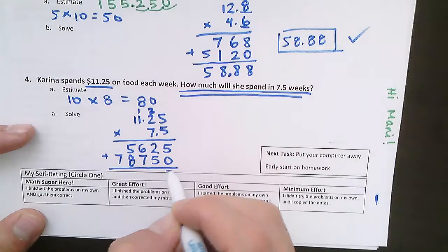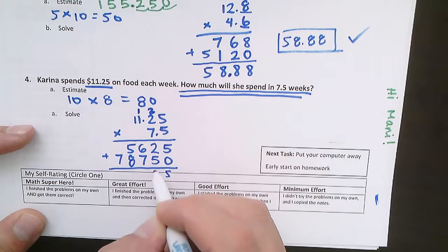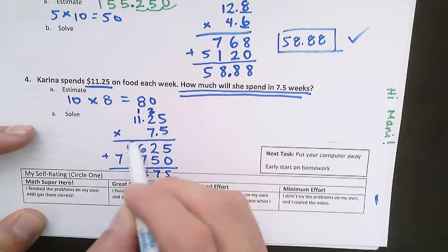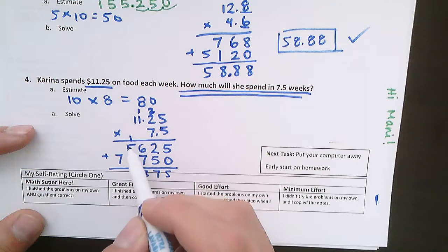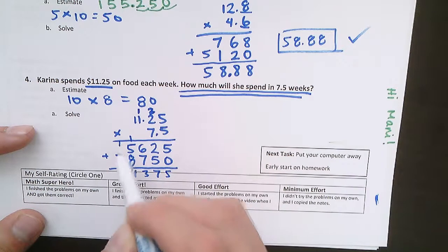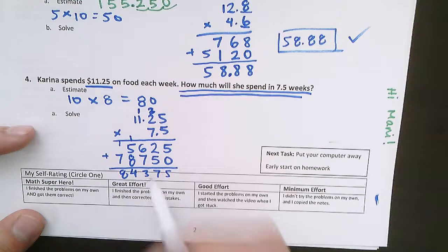5 plus 0 is 5. 2 plus 5 is 7. 6 plus 7 is 13. Carry the 1. 1 plus 5 is 6. 6 plus 8 is 14. Carry the 1. 1 plus 7 is 8. We have 8, 4, 3, 7, 5.